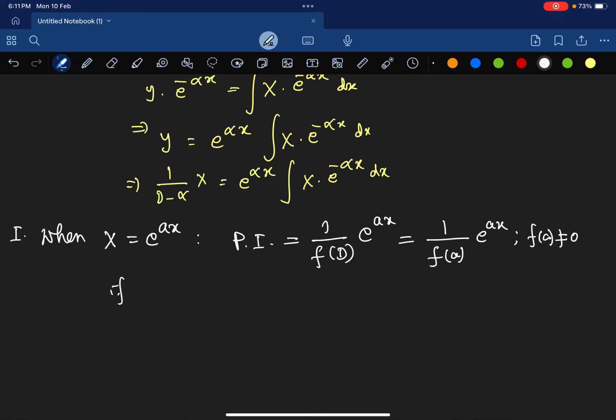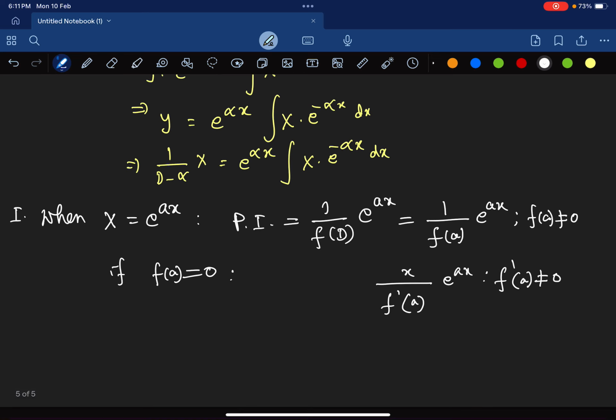So if f of a becomes 0, in that case what you need to do is multiply the upper term by x and differentiate the lower term with respect to d. Then put d equals a, that is f dash d, and in place of d you will put a, e power ax, provided f dash a is not equal to 0.